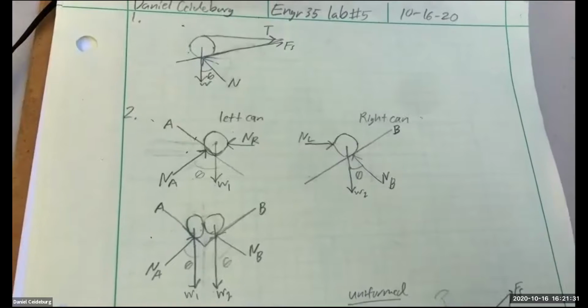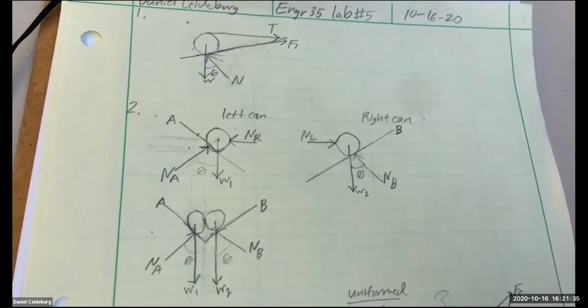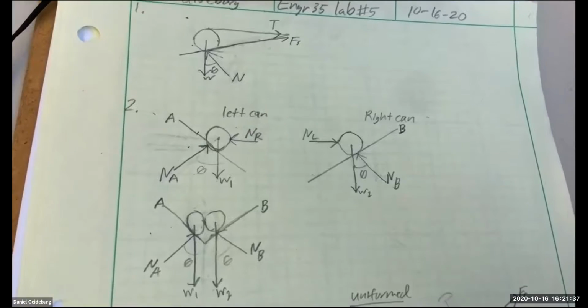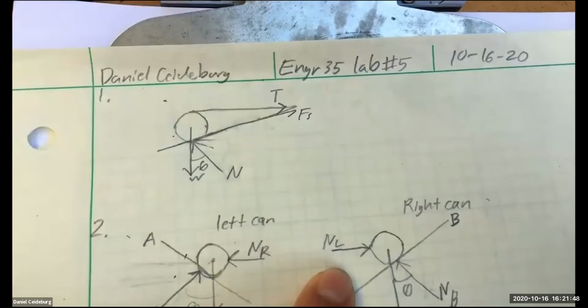All right, so that's the first one. Yeah. Got the weight, got the normal, got your friction. Yeah, it looks good. Let me get the second one. You have your NR. Is that NL on the right one? Yeah, so I have a right normal.